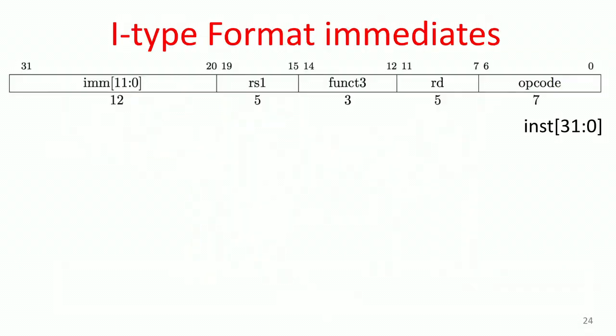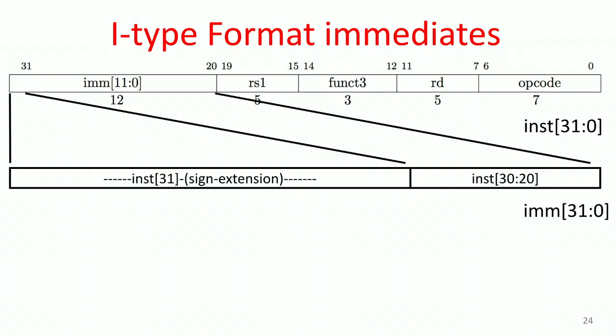I just want to say something about the I-type immediates. I mentioned this, but this box here on the bottom is showing the immediate. It's a 32-bit value. That's the value that gets sent to the ALU for this instruction. We generate that by taking these top 12 bits from the instruction, right? And then sign extending the top bit, bit number 31 or bit number 11 of the immediate field, into all these positions here.